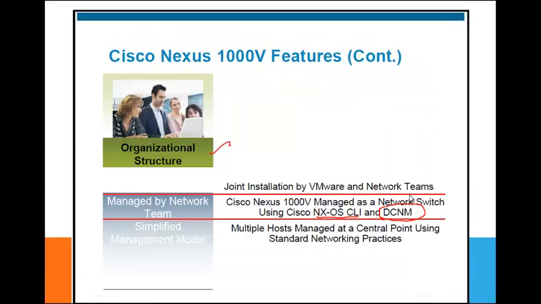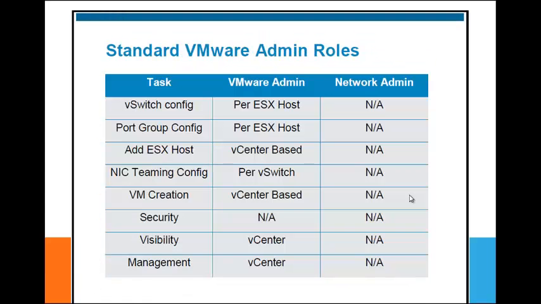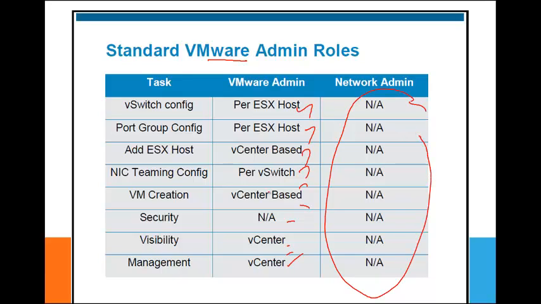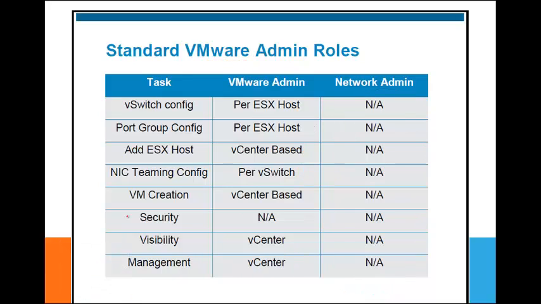So the next is the role of admin before Nexus 1000V. The role of the VM admin is really huge. He has to do everything, and the network admin has nothing to do in the VM world. So vSwitch configuration, the VM admin has to do for every ESXi host. See this, there's a huge difference. Every physical host has to be configured separately, individually. There is no group configuration.